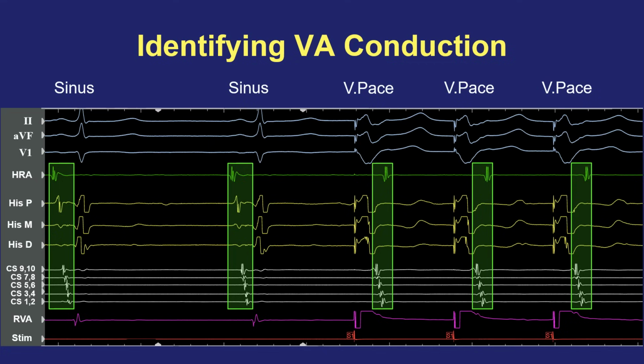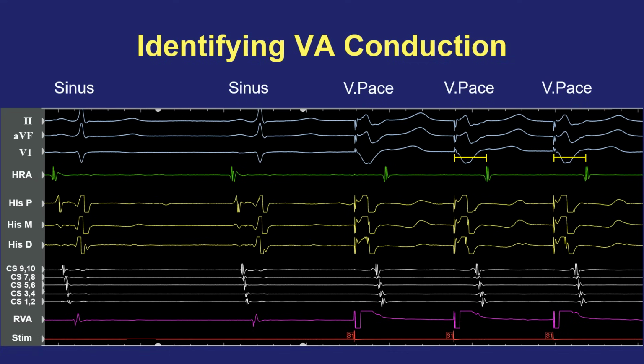In the 3 beats on the right, which are ventricular pacing, we can see that we have an atrial beat following each ventricular paced beat. How do we know that those are not sinus beats? We know that in several ways. Number one, and most importantly, is we have accelerated the atrial rate to the ventricular pacing rate.